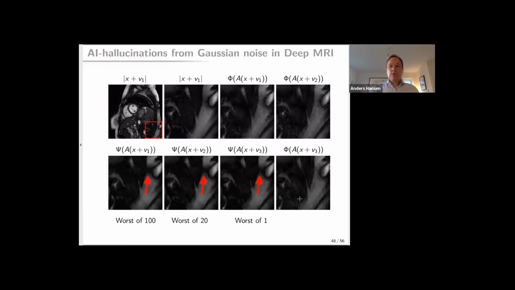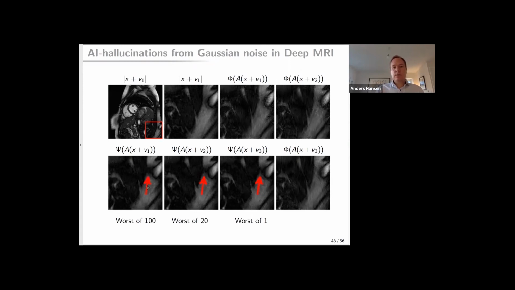And I wanted to show you a simple experiment. This is a controlled experiment that we did. And what you see here is the original image. And here is the cropped version. And V1 here is a random Gaussian noise. It's tiny, tiny random Gaussian noise that we add here. And V1 is the worst noise that we picked from drawing 100 times.